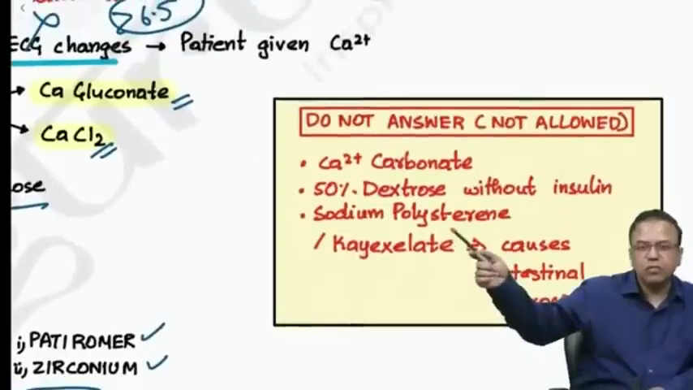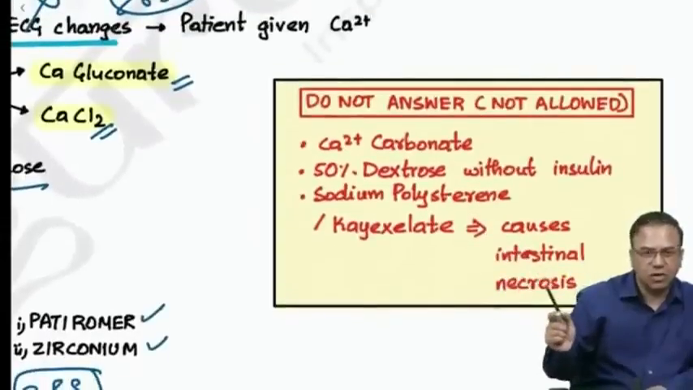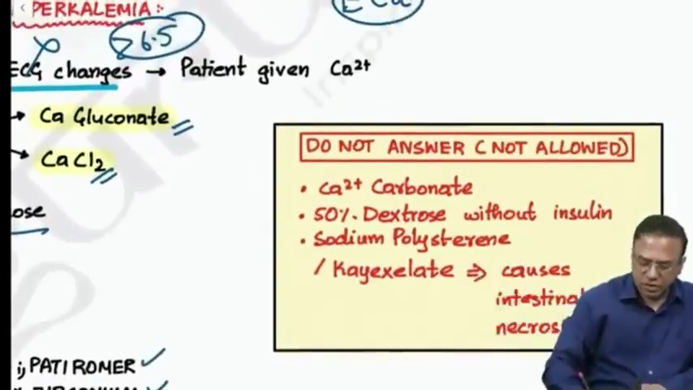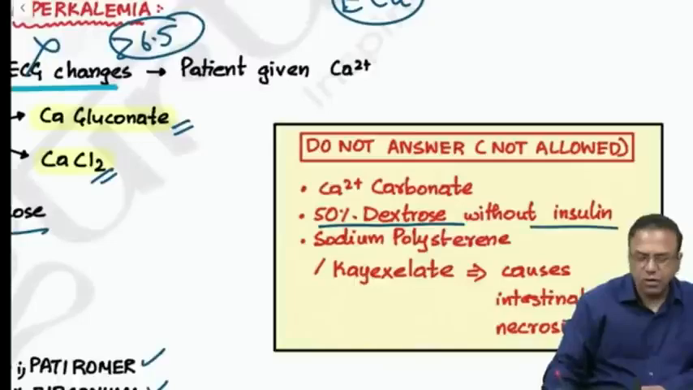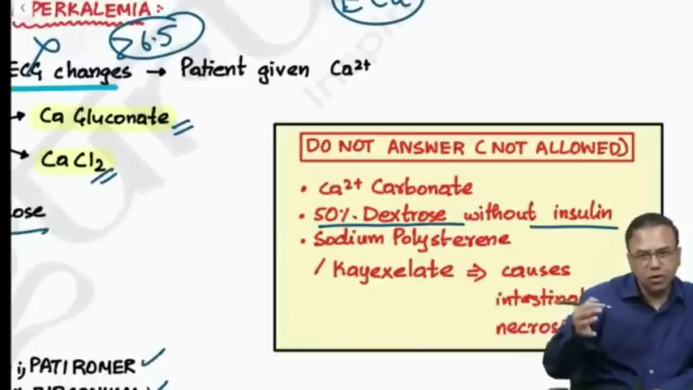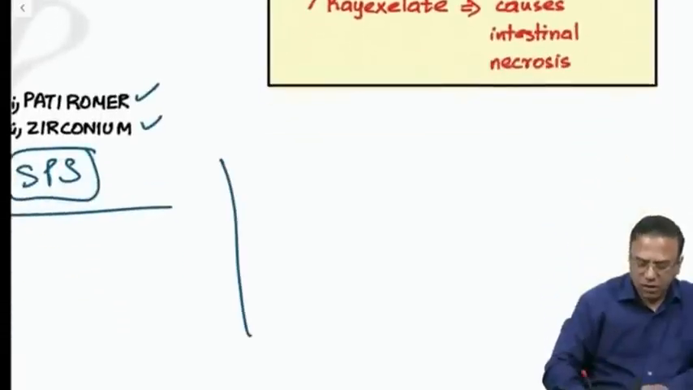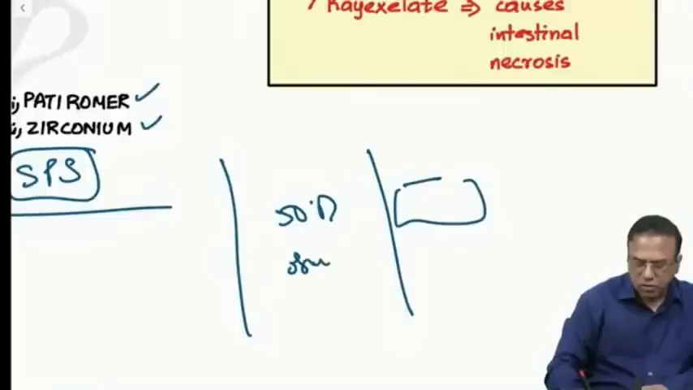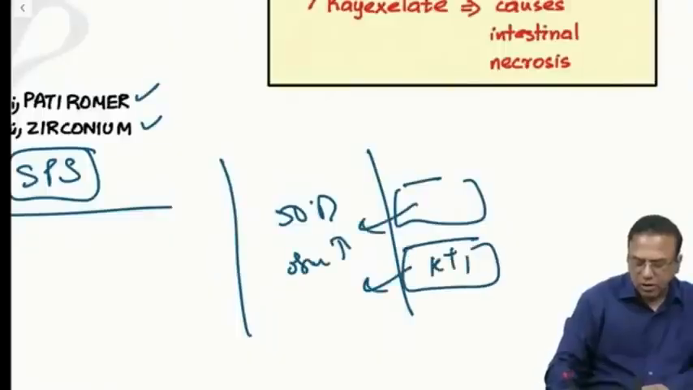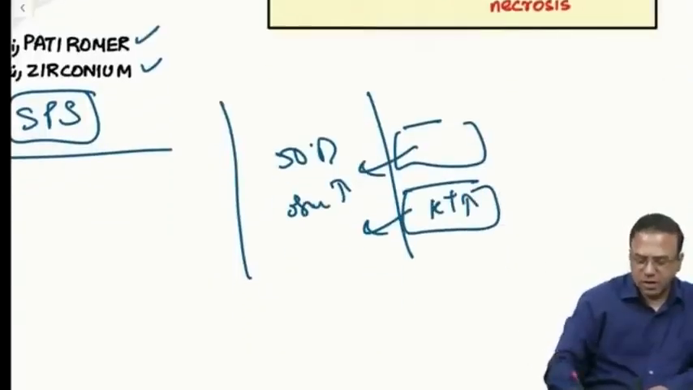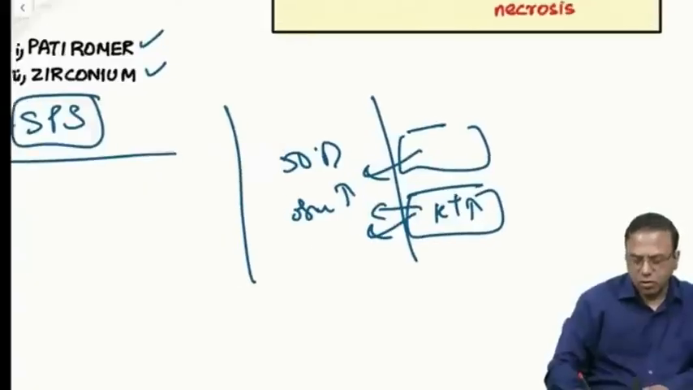So don't go for sodium polystyrene sulfate now because it can cause necrosis. Don't give 50% dextrose. Any hypertonic fluid without insulin will pull the water out. If you give any hypertonic fluid including 50% dextrose, the osmotic force is high, it will suck the water out of the cells. Concentration of potassium builds up inside, potassium will leak out. So you're going to pull the potassium out.